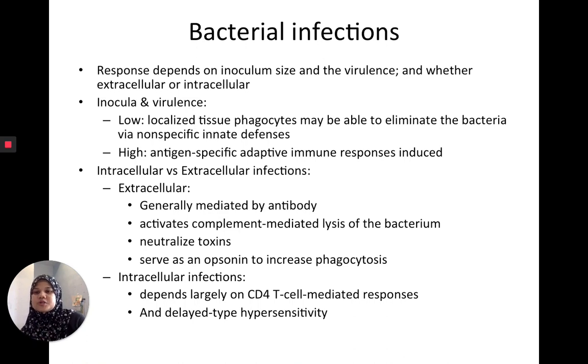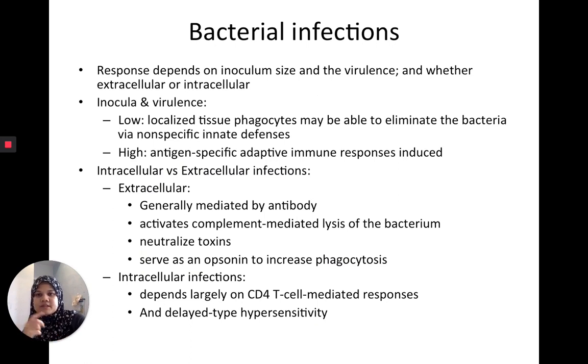So now we're going to switch gears a bit. Just now we talked about viruses. Now we're talking about bacterial infections. With bacterial infections, obviously, they are not obligate intracellular parasites. They can replicate on their own extracellularly, but some of them also can go intracellularly. So it depends on whether the bacteria that are infecting a person are extracellular or intracellular. Another factor that plays into how the immune system responds is the inocula, which is how much of the bacteria is actually entering, and then the virulence of the bacteria.